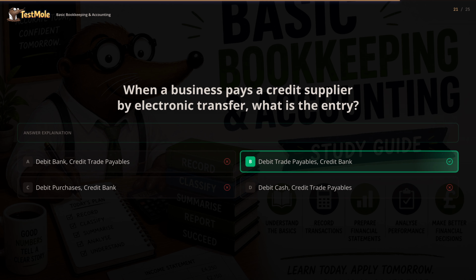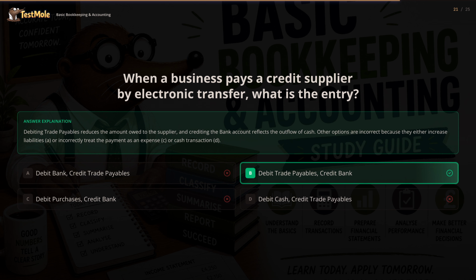The answer is B. Debiting trade payables reduces the amount owed to the supplier, and crediting the bank account reflects the outflow of cash. Other options are incorrect because they either increase liabilities, A, or incorrectly treat the payment as an expense, C, or cash transaction, D.